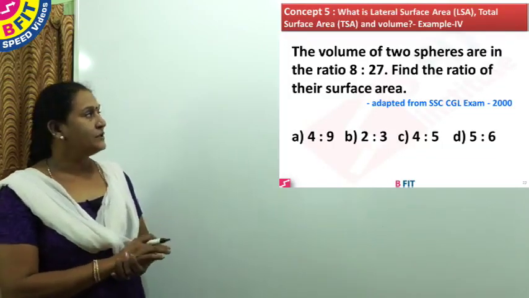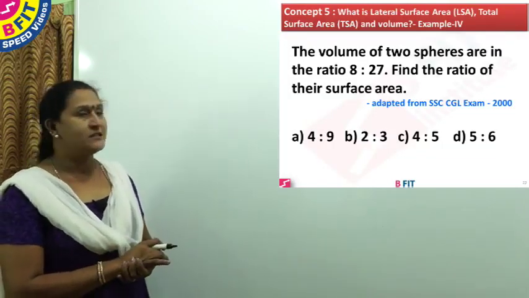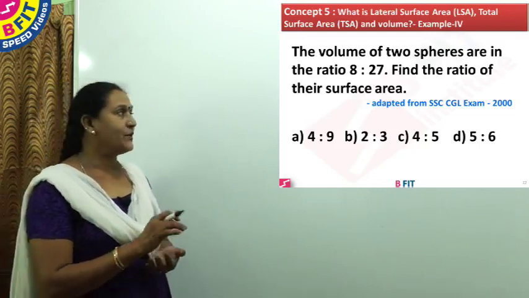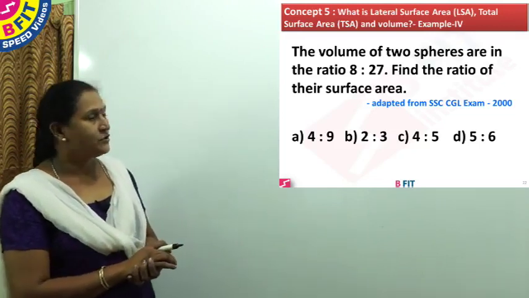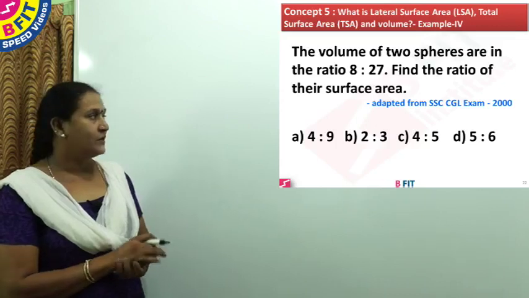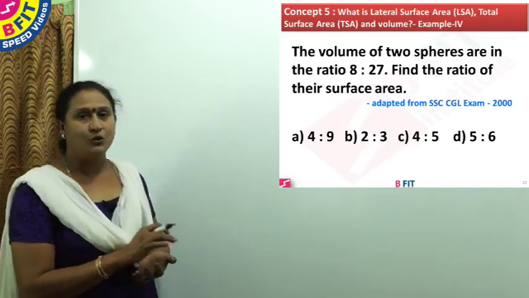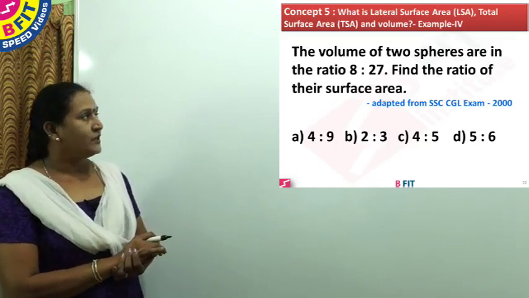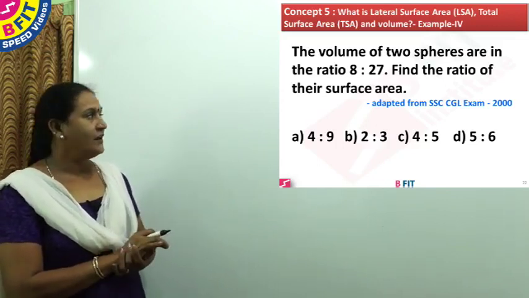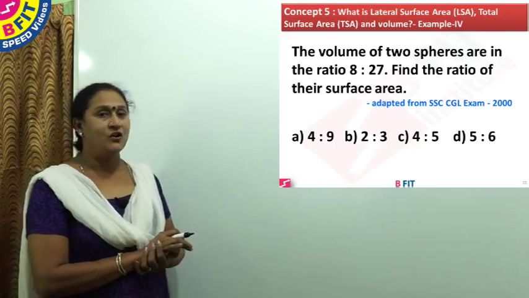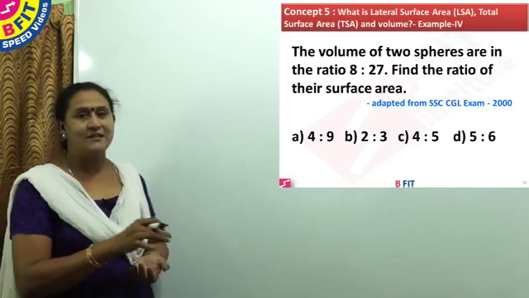The question is, the volume of two spheres are in the ratio 8:27. Find the ratio of their surface areas. So this question was adapted from the SSC CGL exam 2000. So here the volume ratio is given and we are asked to find the ratio of their surface areas. So we'll see the working.